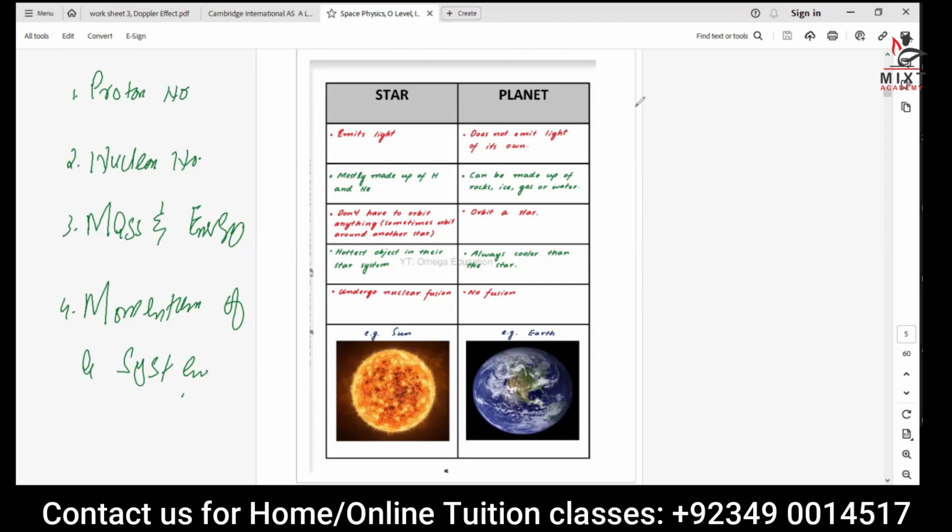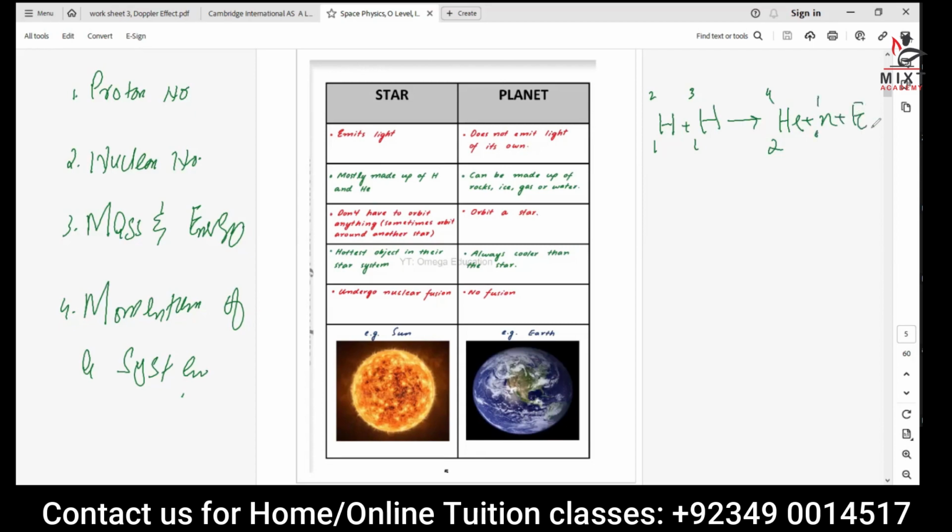As you can see, in the core of the Sun, 1H2 plus 1H3. These two isotopes combine to form a helium nucleus, and there is also a release of one neutron plus energy in the form of heat.